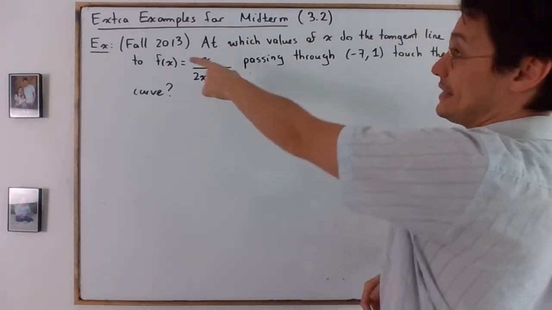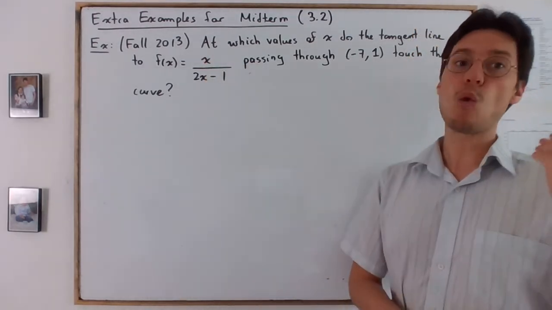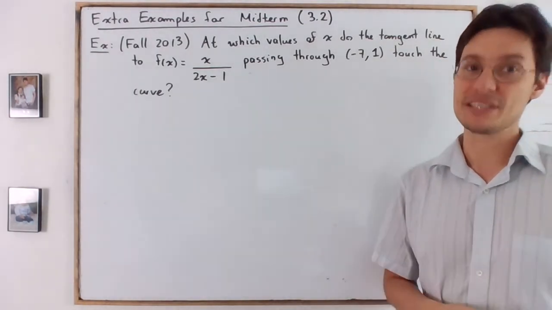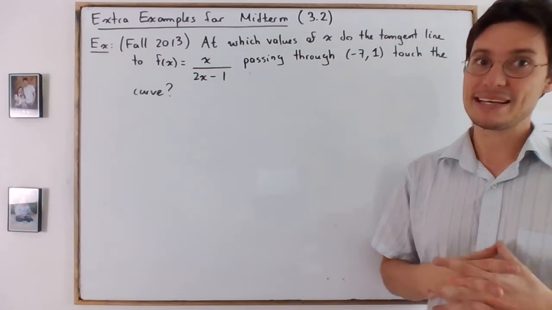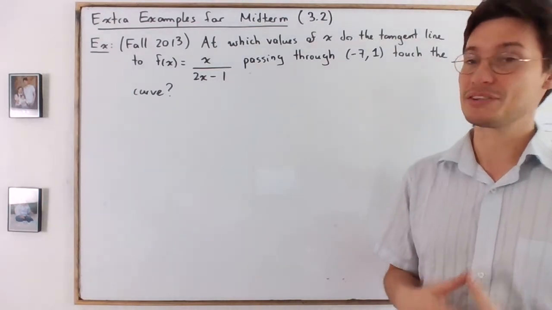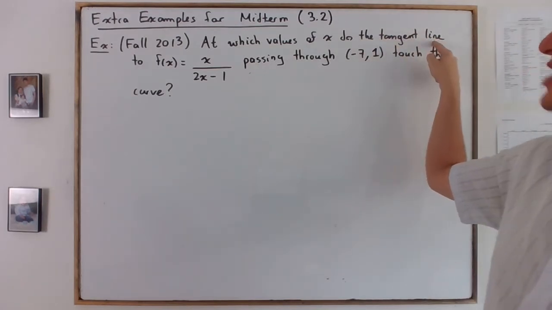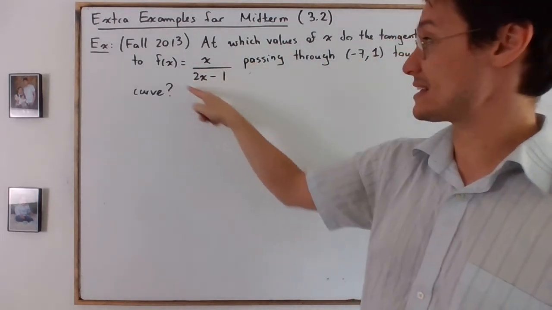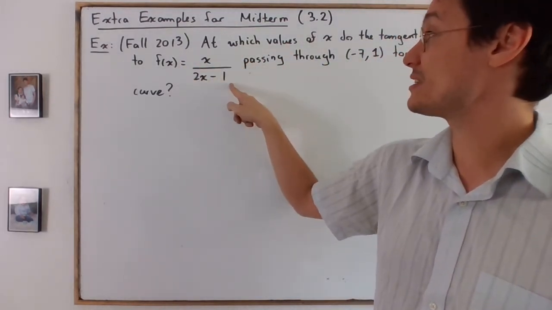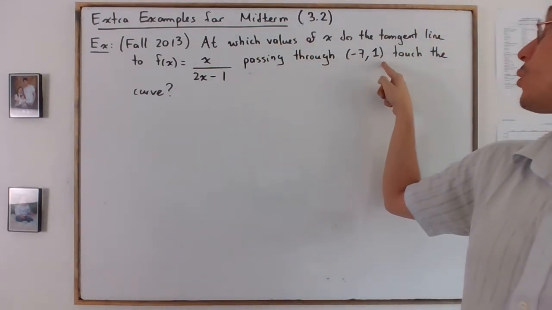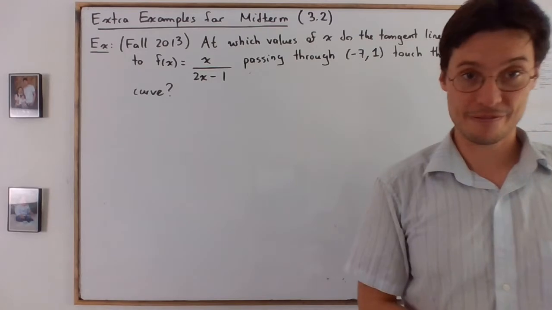It was an example given a while ago in the final exam of fall 2013. So it's a little bit old, but it's a difficult question. So that's why I want to do it. At which values of x does the tangent line to f of x equals x over 2x minus 1, passing through the point (-7, 1), touch the curve?